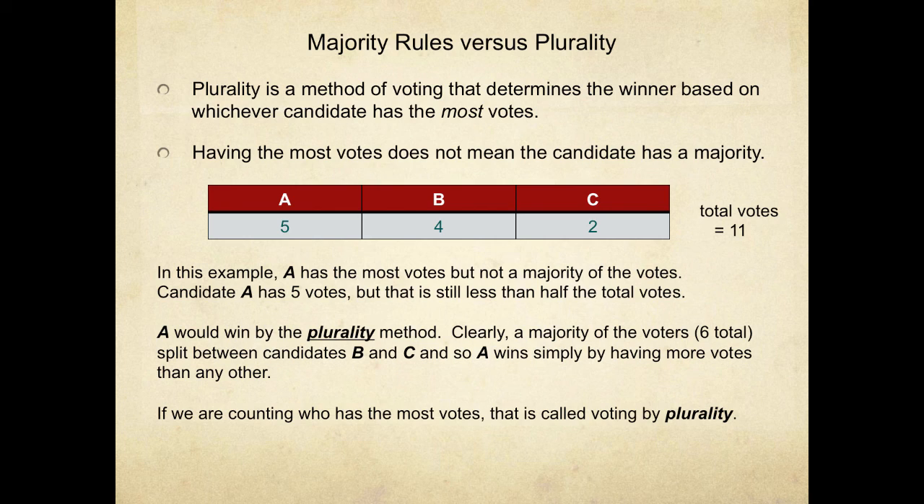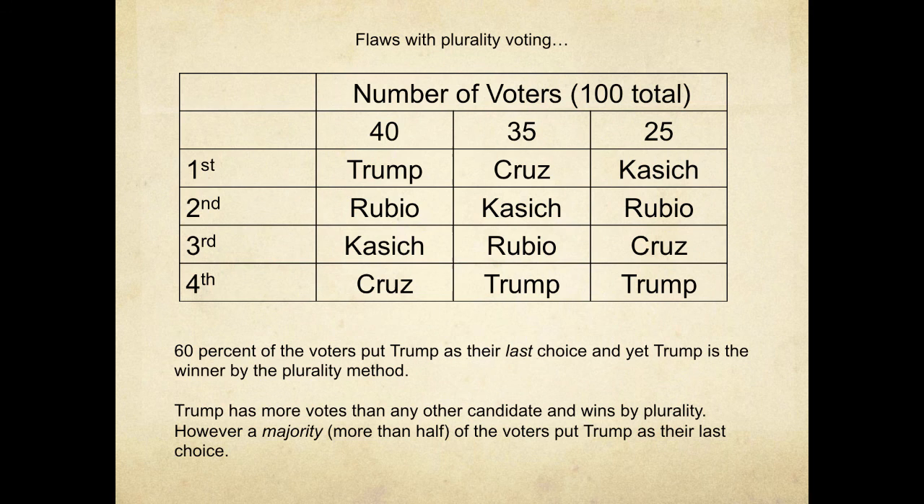Okay, so now that I've established what exactly I mean by plurality voting, I'm going to go through and show the fundamental flaws with this particular method of voting. Here's an example with 100 voters, organized into 3 columns here. There are 40 people that put Trump as their first choice, Rubio as their second choice, Kasich as their third, and Cruz as their 4th choice.